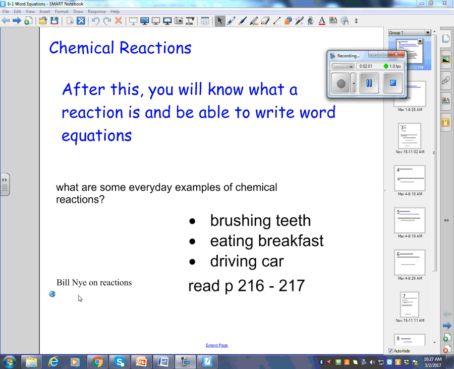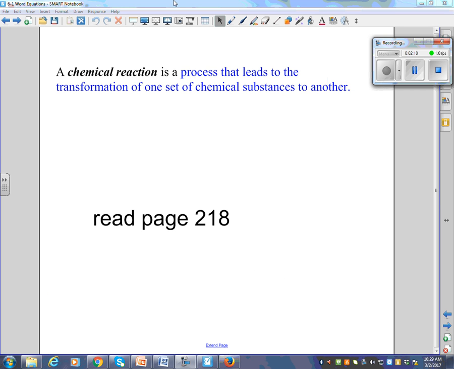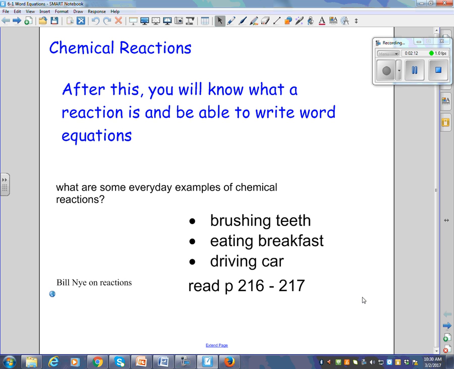Now, do you want me to read page 216, 217 first, or do you want to watch Bill Nye first? Bill Nye. Okay, so, oh, I know what I was supposed to do. I was supposed to read page 216, 217, so I'm going to do that quickly. You guys don't have this. I elected to not hand out textbooks, so all you have to do is sit back and listen to me. Thank you. You're welcome.